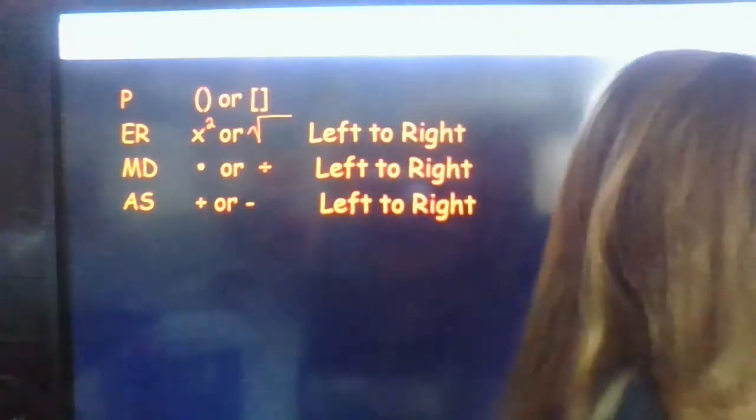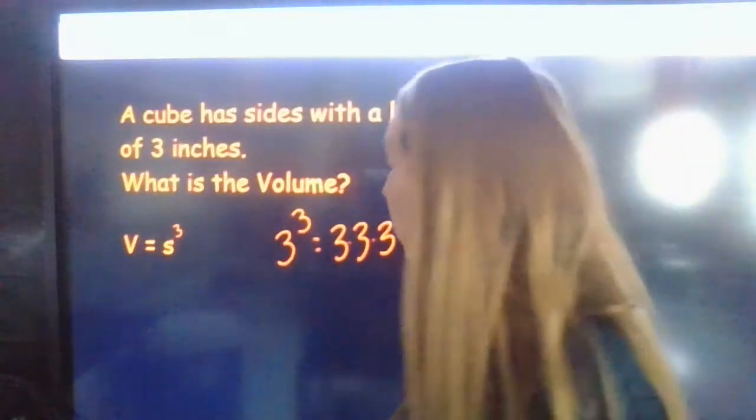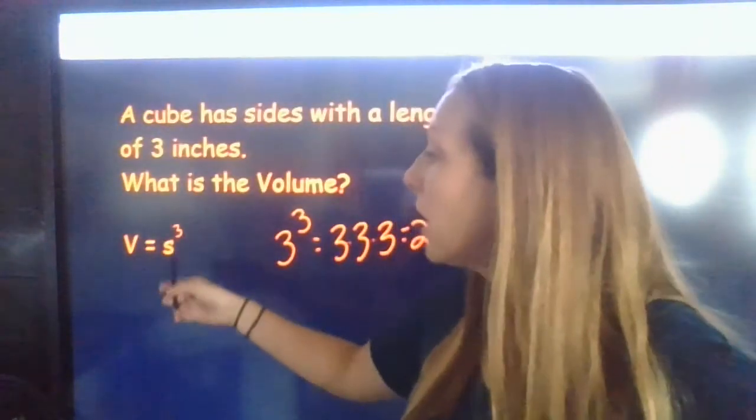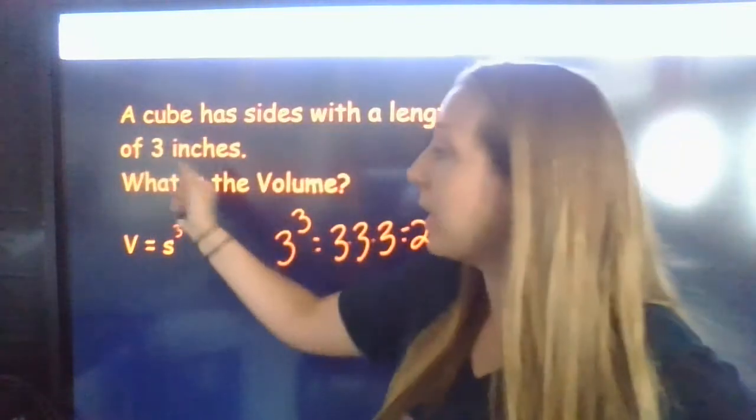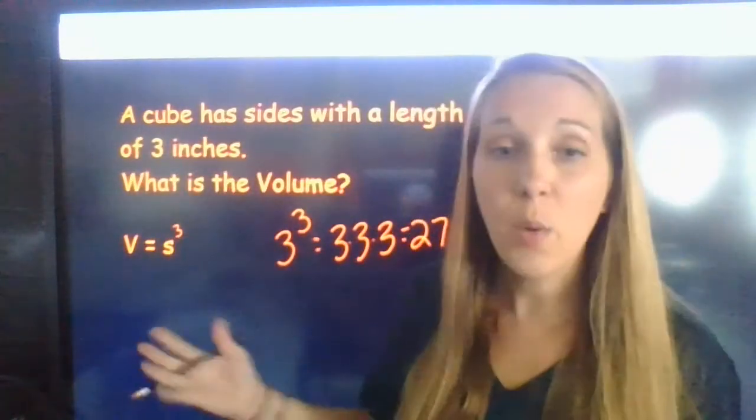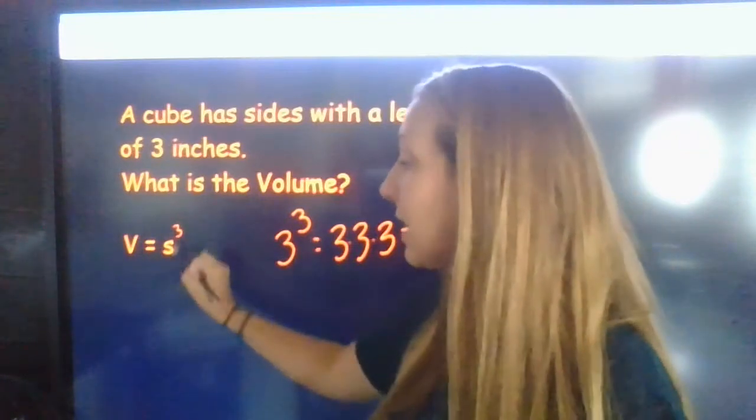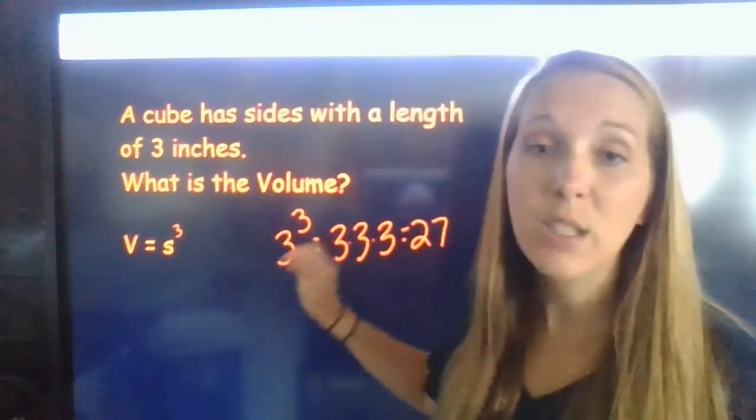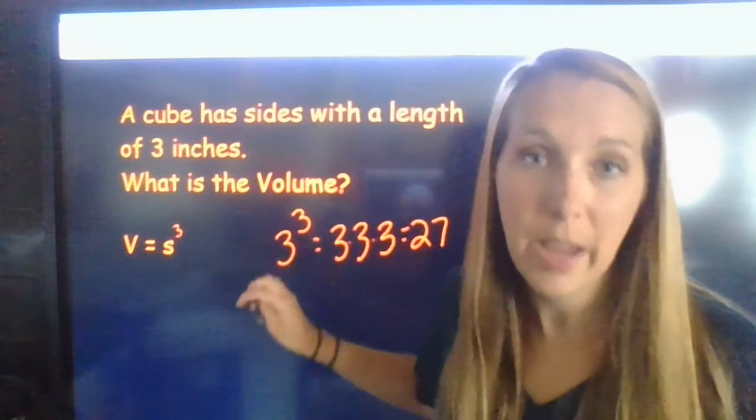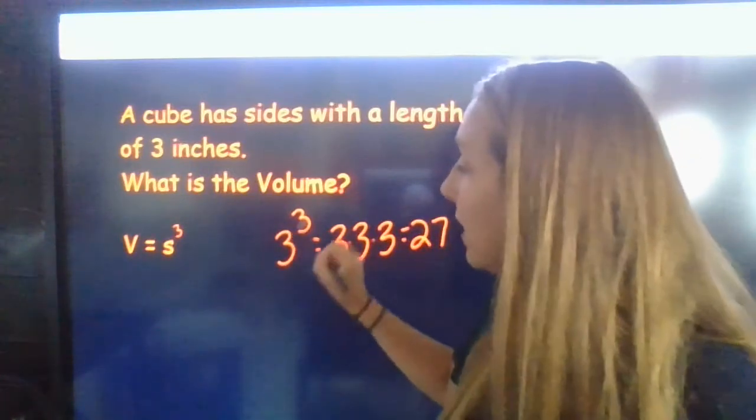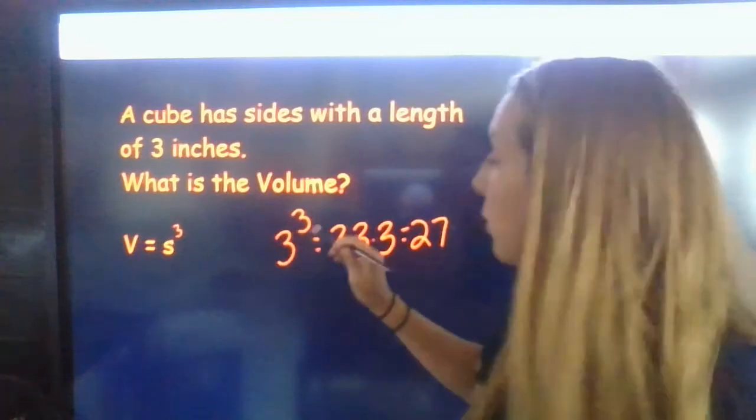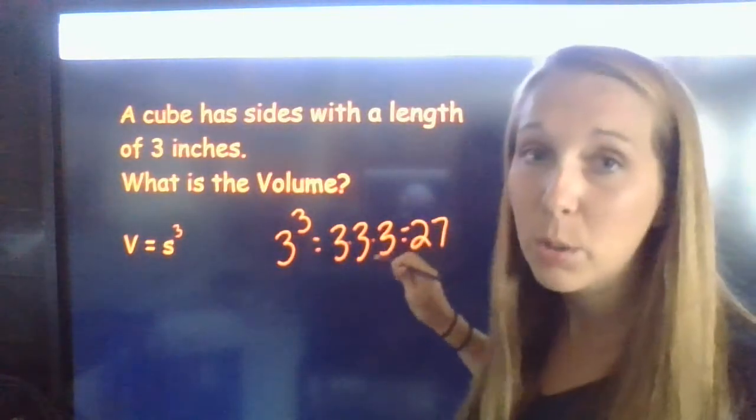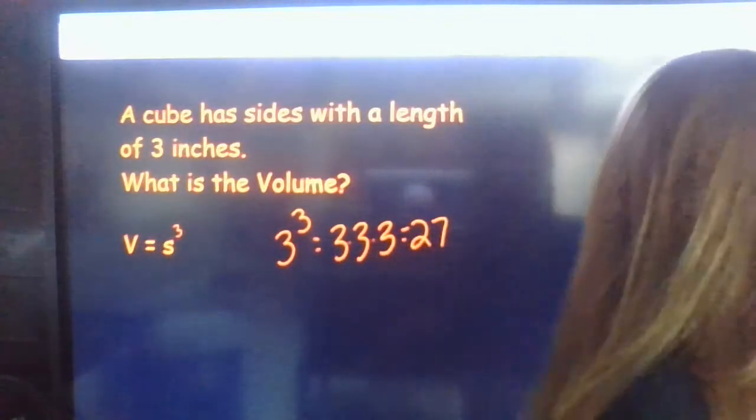So we're going to look first at a volume formula. We have volume equals S cubed. It says a cube has sides with a length of 3 inches. What is the volume? So what we're going to do is take this side, which is 3 inches, and substitute 3 in the place of S. Since it says S cubed, we're going to say 3 cubed. So 3 times 3 times 3, which is 27.